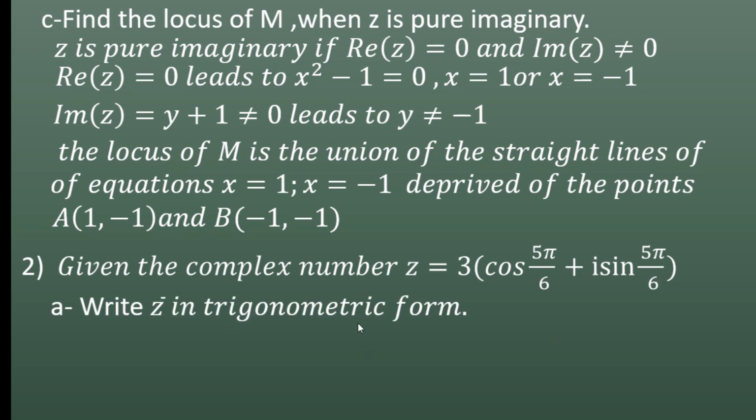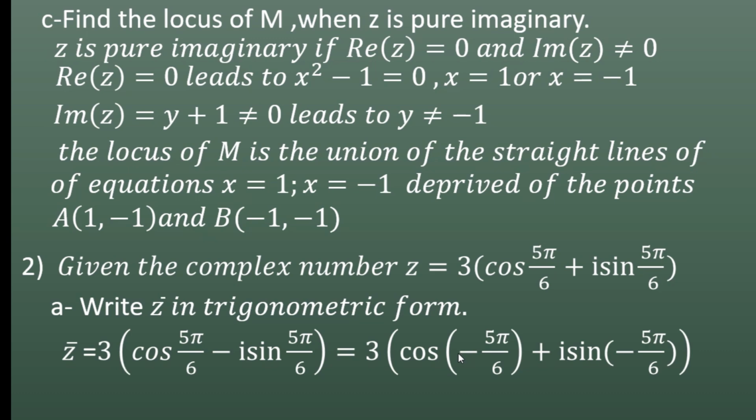Write z bar in trigonometric form. What is z bar? We know that the image of z and the image of z bar are symmetric with respect to x prime x. So if the argument of z is 5 pi by 6, by symmetry with respect to x prime x, it will be minus 5 pi by 6.